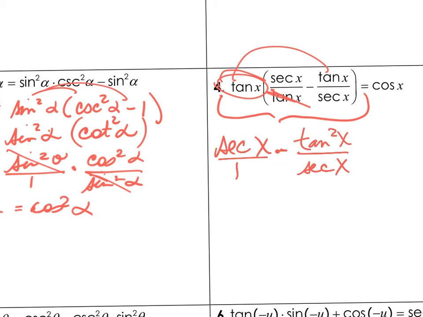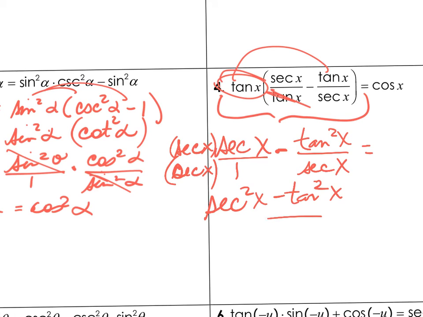Okay, so now I know I'm going towards cosine. Now what? What's the only thing I can do now? And don't say cancel. Common denominator. I can't cancel because of the minus sign. You cannot cancel. You need a common denominator, which is secant of x. So you're going to be left with secant squared of x minus tangent squared of x over secant of x.